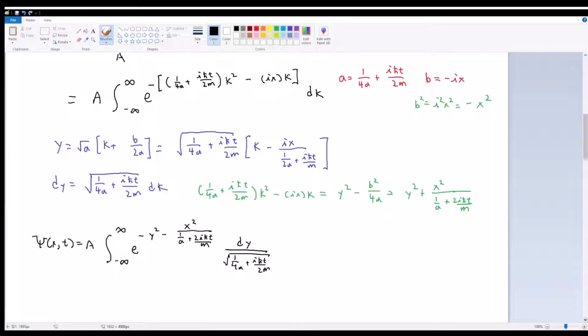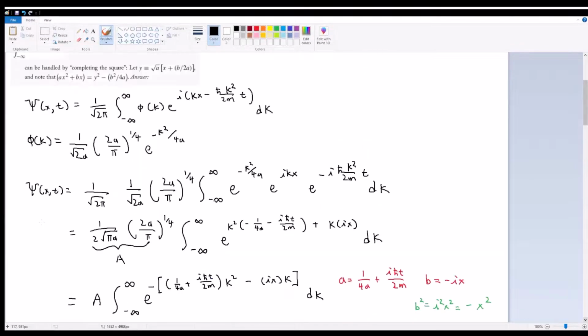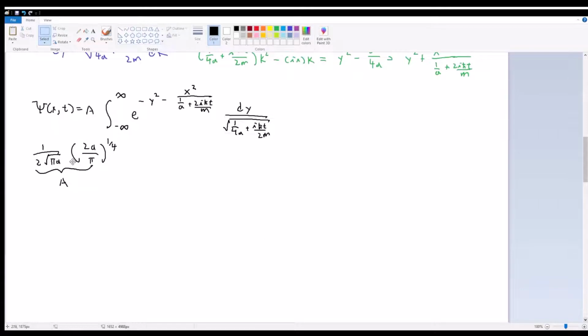And from here, this is just, once again, a Gaussian that we've solved many times before. We can isolate out these constants at the front that don't really matter. And we plug in a again, so we know what a equals. A is this right here. Let's just copy this and get rid of the a bracket that I've marked out at the bottom. And then we're multiplying by 1 over the square root of 1 over 4a plus i h bar t over 2m.